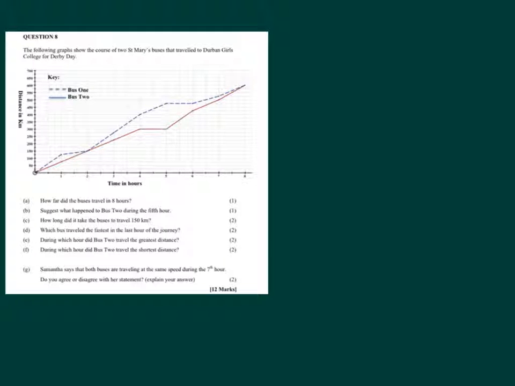Right, so this is question 8 of the June examination paper. It's a graph interpretation question, and it says the following graphs show the course of two St Mary's buses that travelled to Durban Girls College for Derby Day. And you can see that there are two different lines. This is bus 1 and another one showing bus 2.